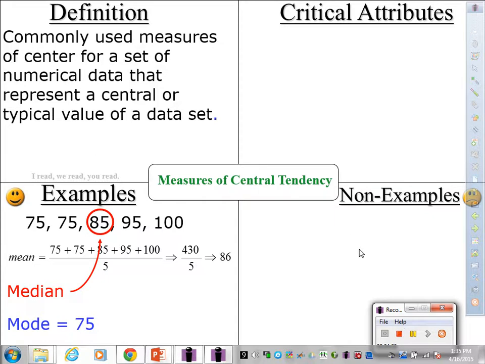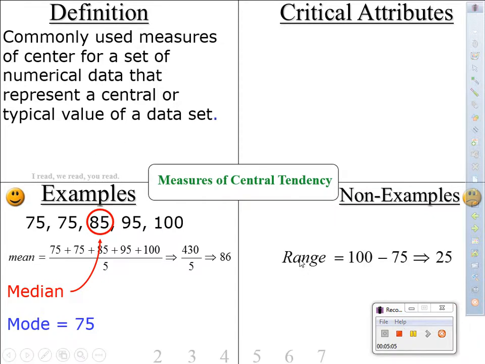Non-example. Once again, a non-example is a range. In the past, I'm pretty sure your teacher showed you how to find the range. The range, you find it by taking the highest data, which is what, 100? What is the lowest data? 75, and you subtract them. That's the range of the data.